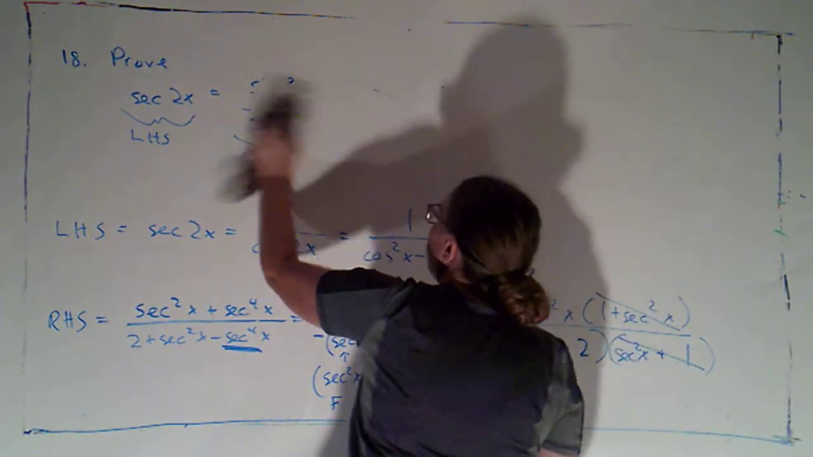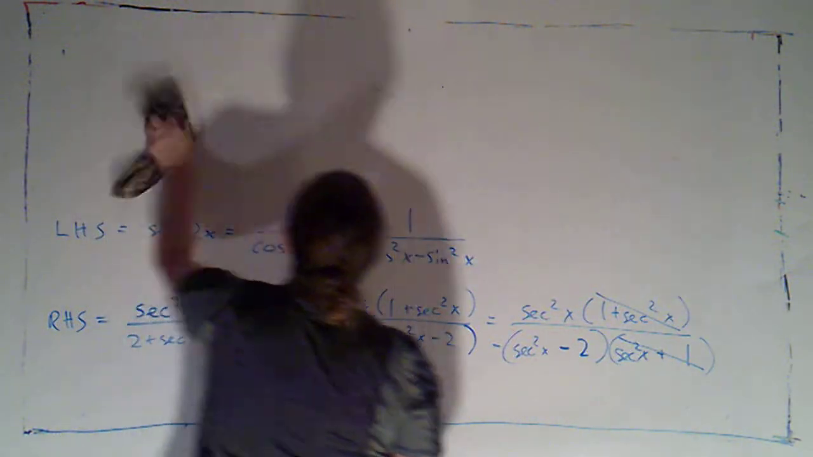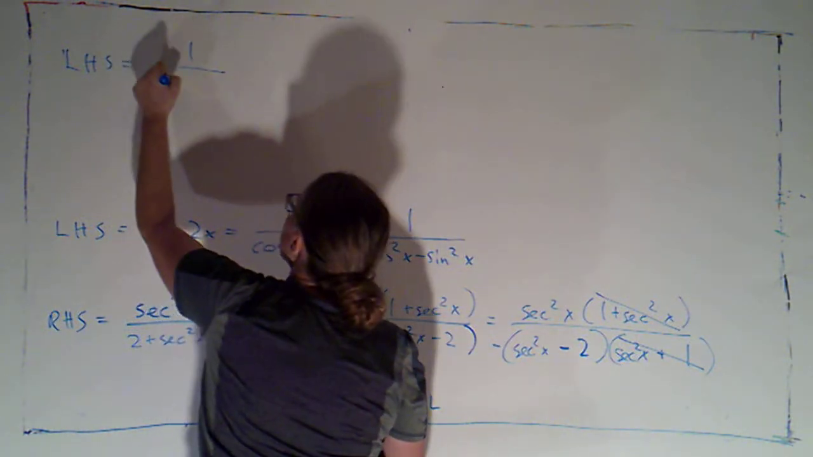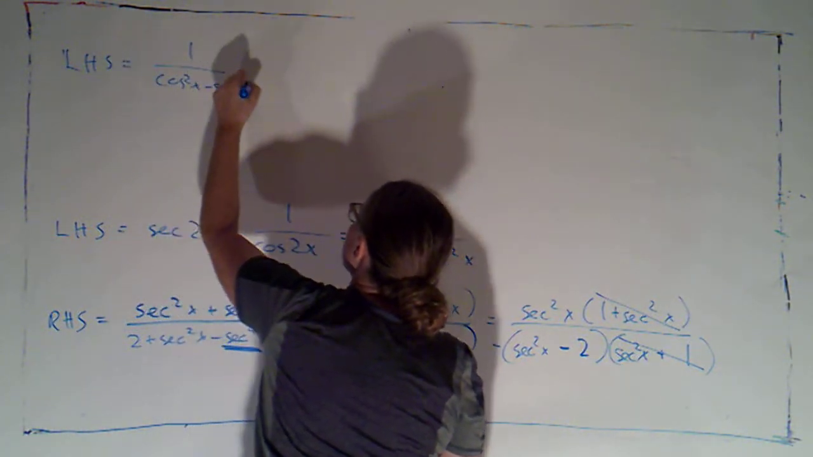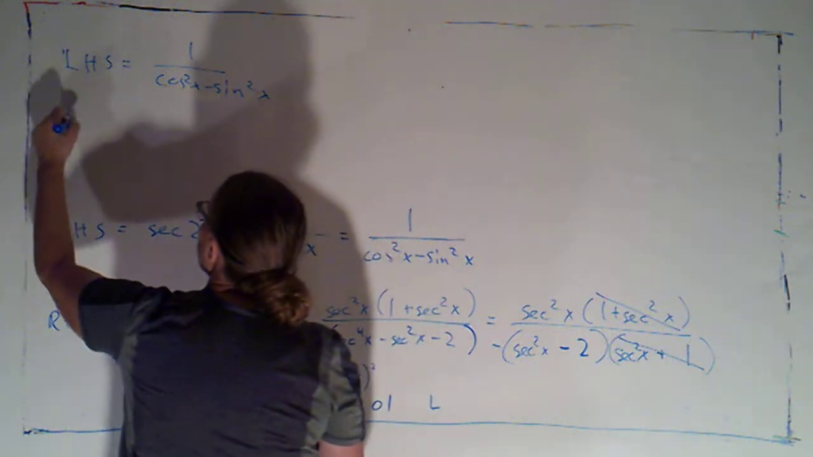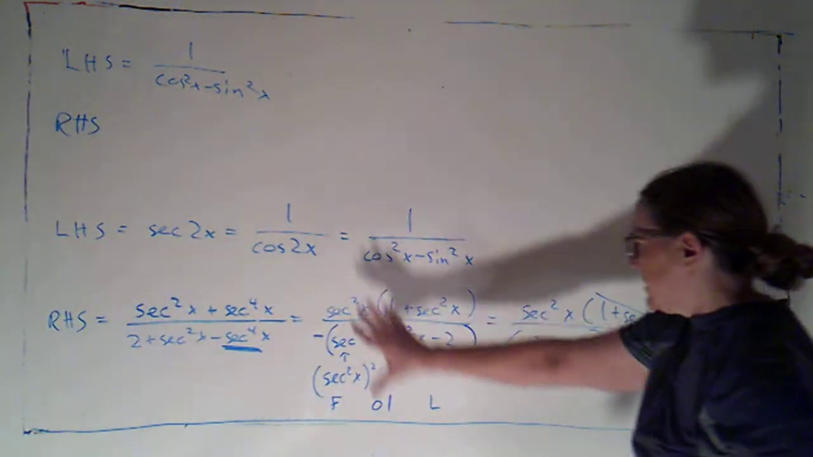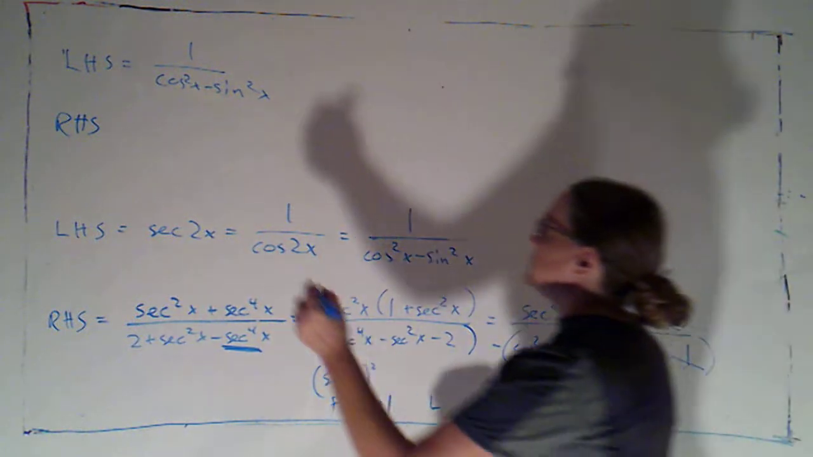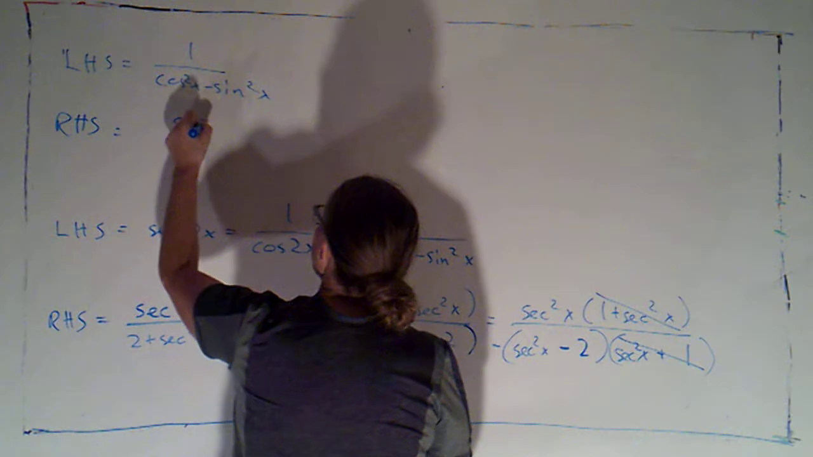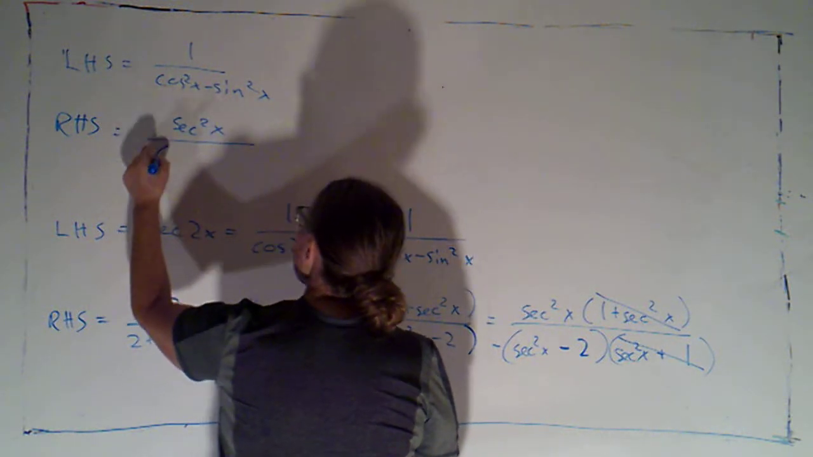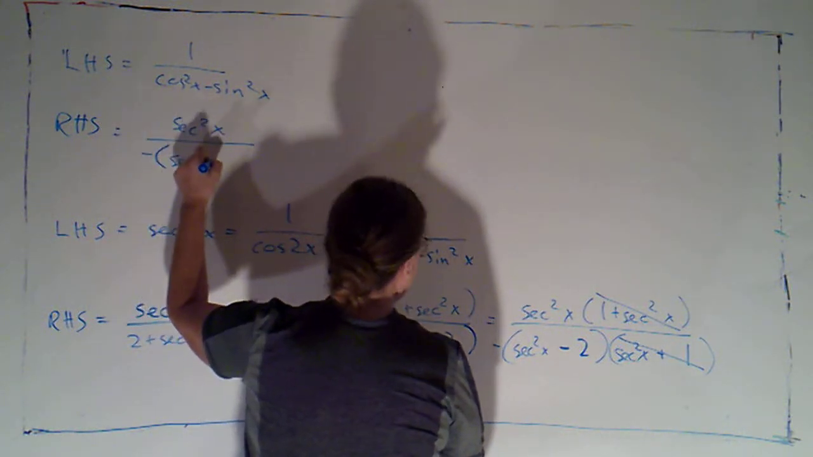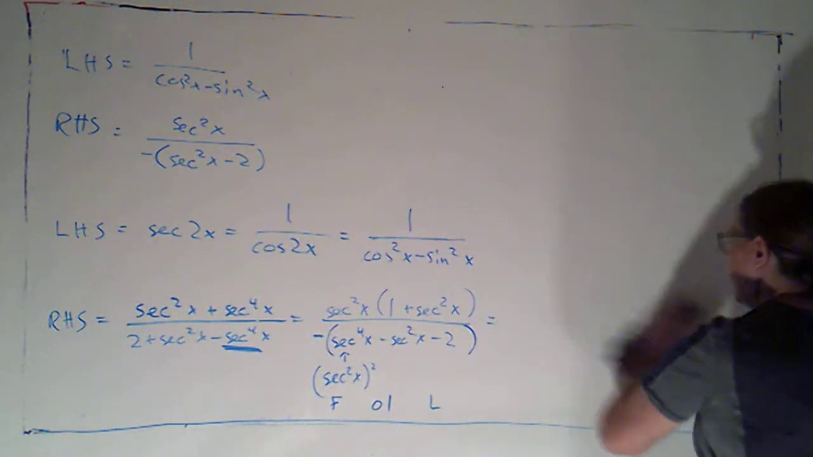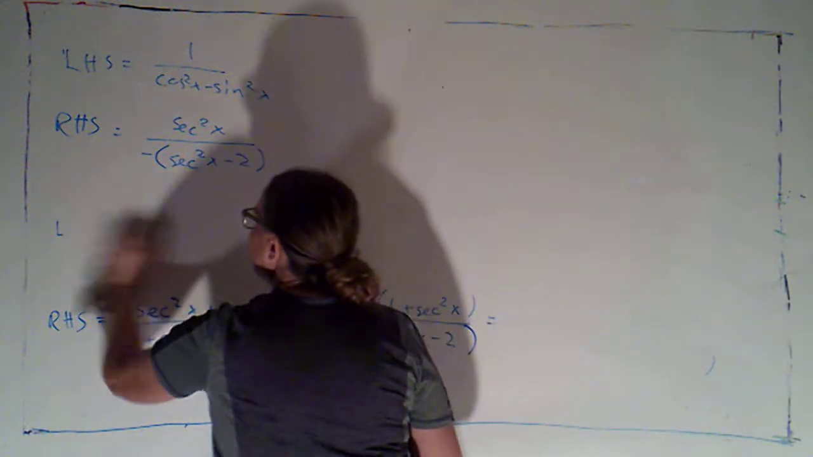So I'm going to just record that I have already simplified the left-hand side to be 1 over cosine squared x minus sine squared x. And now I'm working with the right-hand side. Just to clear some space, I'm going to erase this work and just write what I've gotten to here, which is secant squared x over negative secant squared x minus 2. Okay, so I want to keep going now.